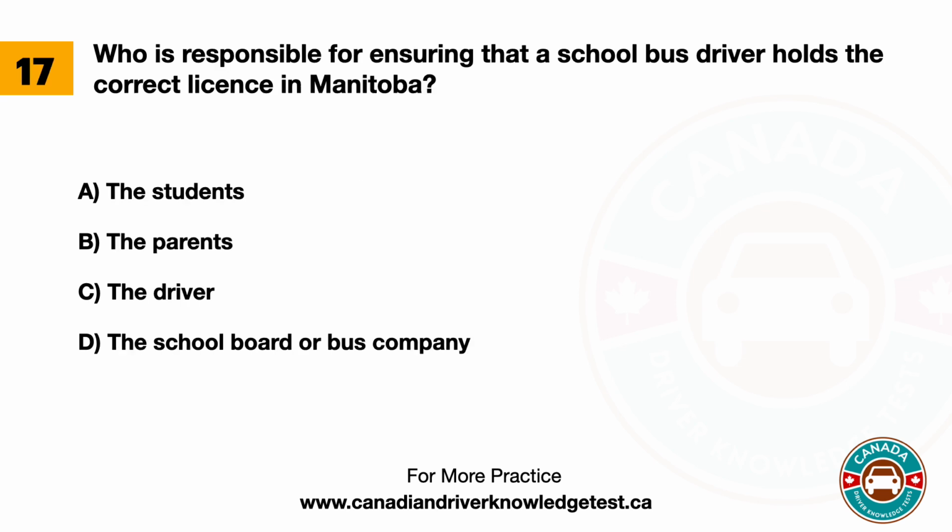Question 17. Who is responsible for ensuring that a school bus driver holds the correct license in Manitoba? A. The students. B. The parents. C. The driver. D. The school board or bus company. The answer is D. The school board or bus company.